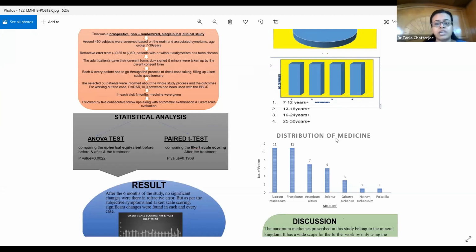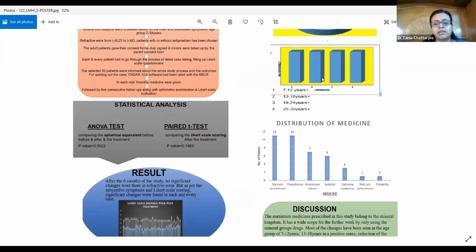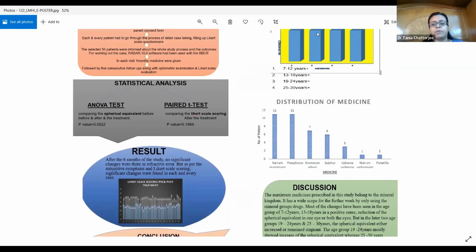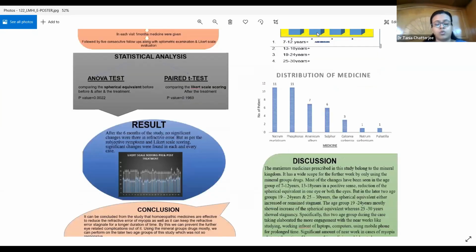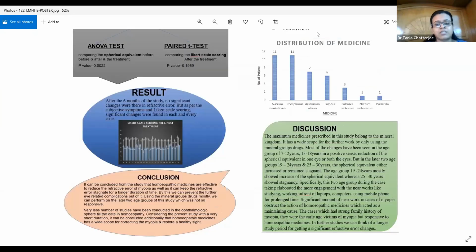In the whole study, we saw that we mostly prescribed mineral group medicines after proper repertorization, and no very significant change in refractive error was observed. But in the last two age groups, 19 to 24 years and 25 to 30 years, there was a good result as per the refractive error. In the first two groups, the improvement in refractive error was not that significant. Maybe the use of laptops and computers worked as a maintaining cause.